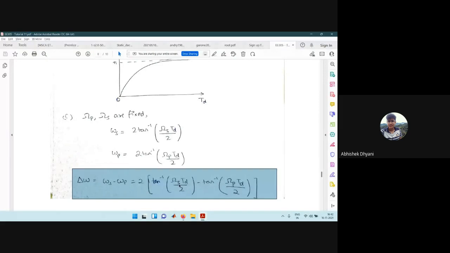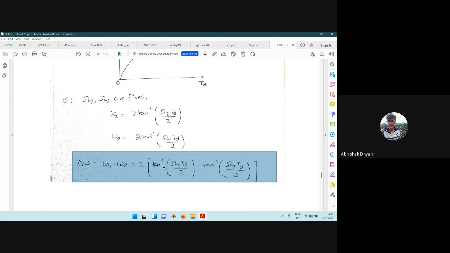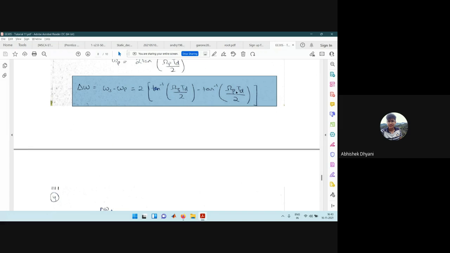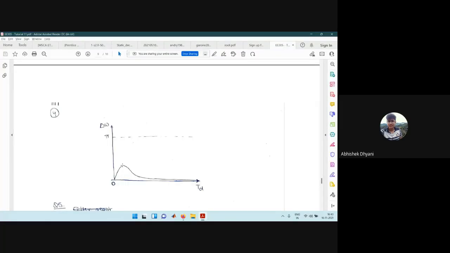So if I put both of them as 0, obviously delta omega will also be 0. Let's say I put both of them as infinity, I will get pi by 2, pi by 2, and they are subtracted from each other. So delta omega will again be 0. So if I plot this, you will see that delta omega versus TD looks something like this. We start at 0, it increases a bit, and then it goes down to 0. So the transition width actually goes down to 0 as we keep on increasing the TD.